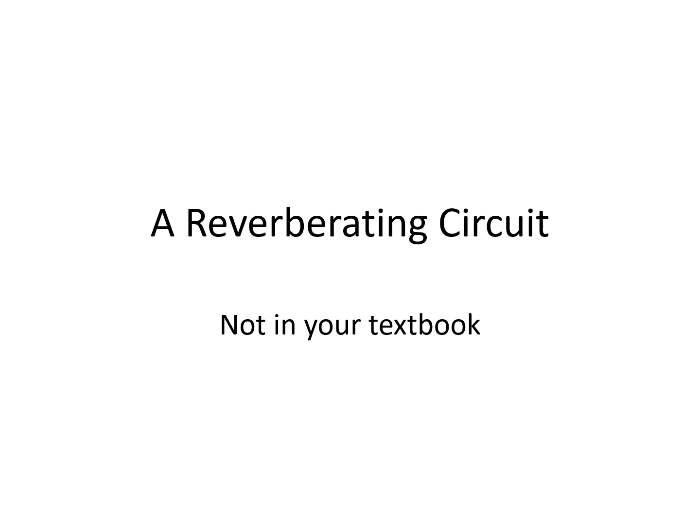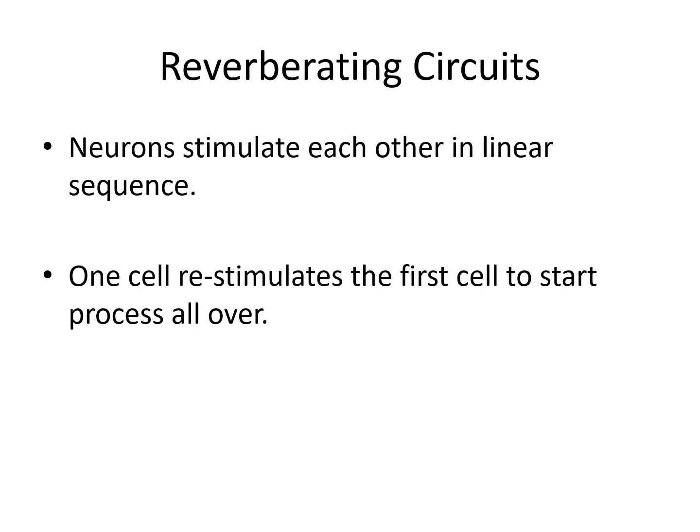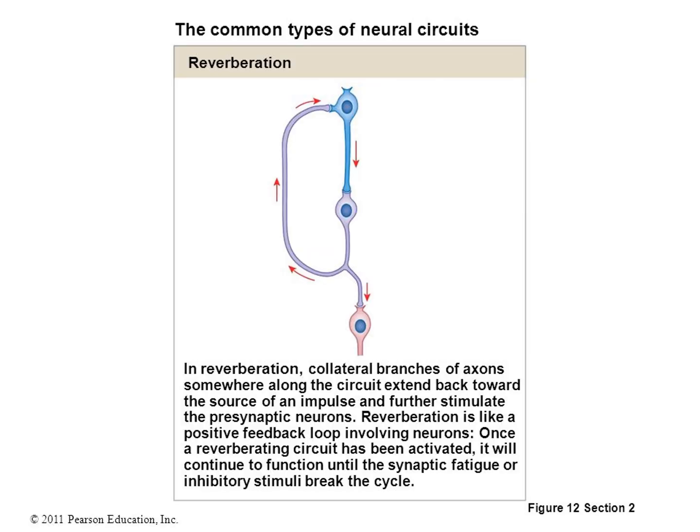Now, finally, another type of circuit that's kind of specialized is called a reverberating circuit. And this is not in your textbook, okay? But I still think it's important. Reverberating circuits are neurons that stimulate each other in a linear sequence. But one cell re-stimulates the first cell to start the process all over again. That's why it's called reverberating. Okay? So here's a reverberating circuit. So they're linear, like this, but one neuron branches off and re-stimulates one of the earlier neurons.